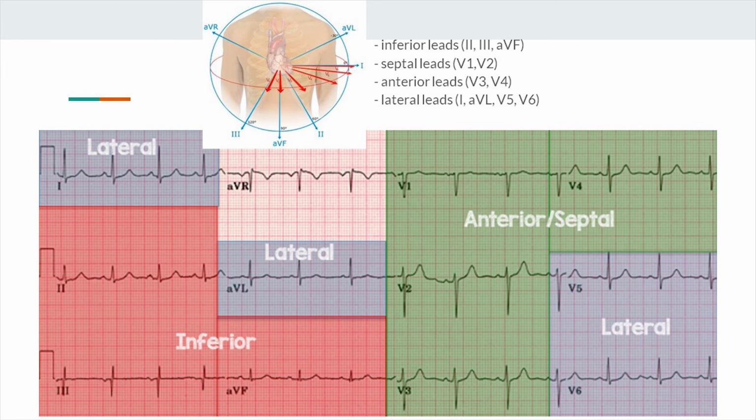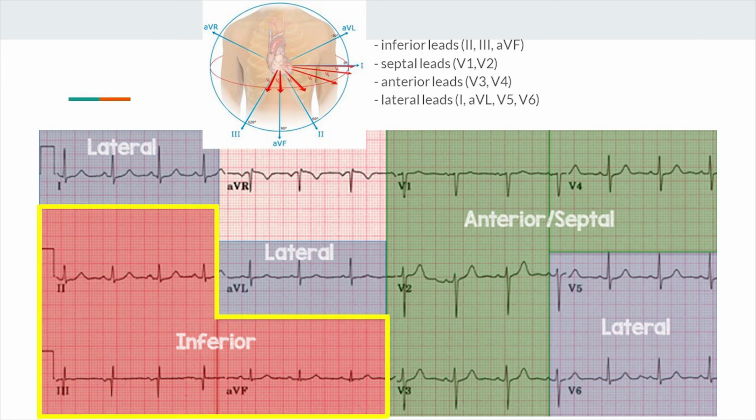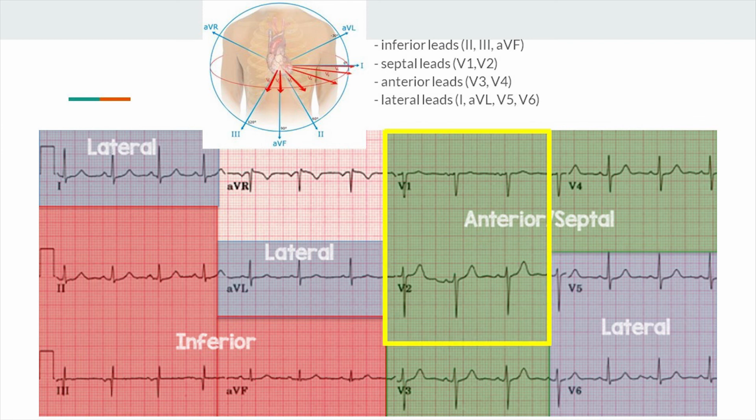Certain leads can be grouped together based on the angle that they're looking at the heart. Lead 2, 3, and AVF are referred to as the inferior leads because they look at the heart from the inferior aspect of the heart. Lead V1 and V2 are called the septal leads as they look at the heart's septum, which separates the heart into the right and the left.